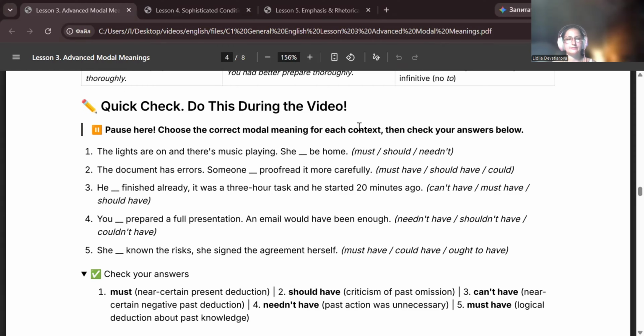He can't have finished already. It was a 3-hour task and he started 20 minutes ago. Like, I am confident that he is not finished. You needn't have prepared a full presentation. An email would have been enough. She must have known the risks. She signed the agreement herself.